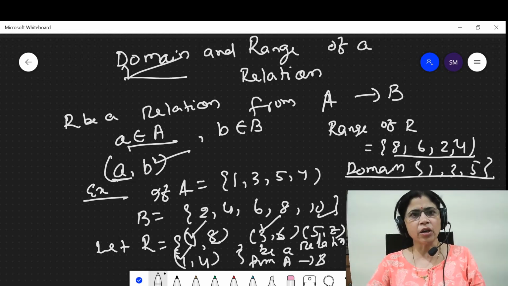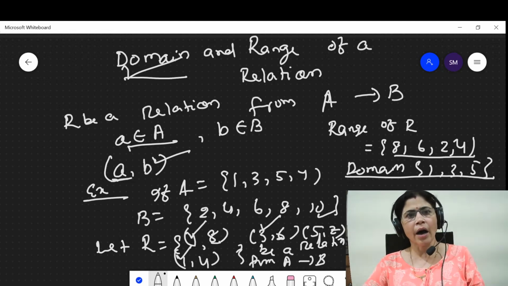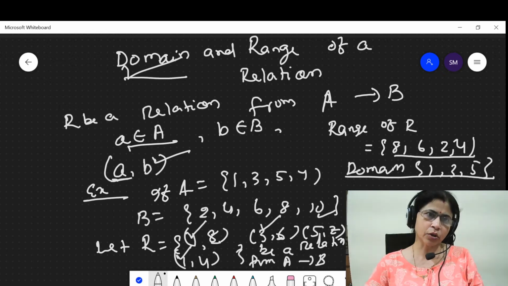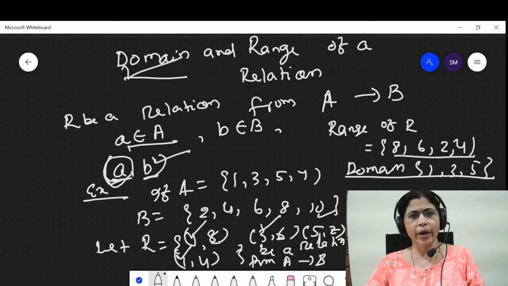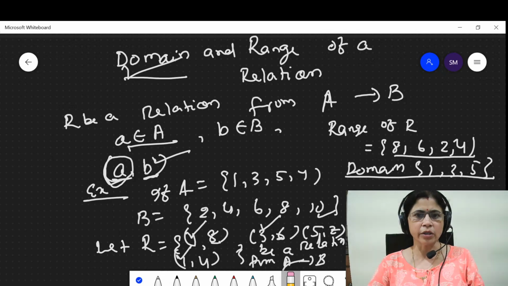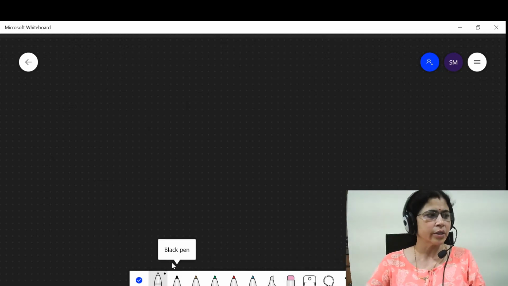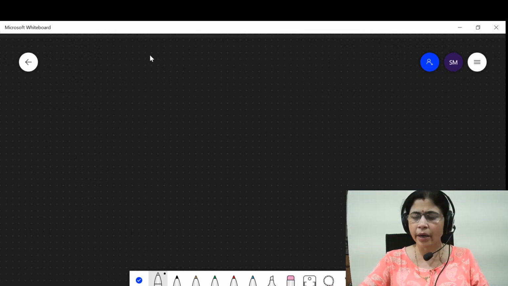Domain and range of a relation: if R is a relation from A to B, where a belongs to A and b belongs to B, then a is called the domain of the relation, where b is called the range of the relation. Let us take some more examples for better understanding. Suppose we take another example.